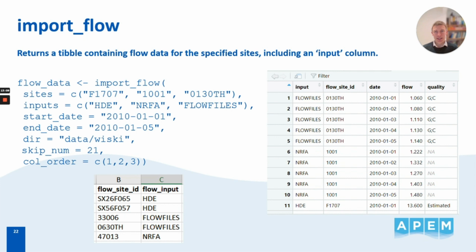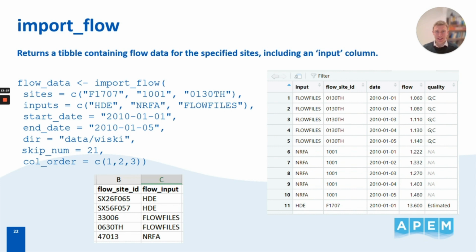Again, we give it a list of site IDs, a start and end date. If we're importing local files as part of the mix, then we need to specify the working directory, the skip num, and the col order arguments as well. The key thing we need to add into the function here is a list of inputs.